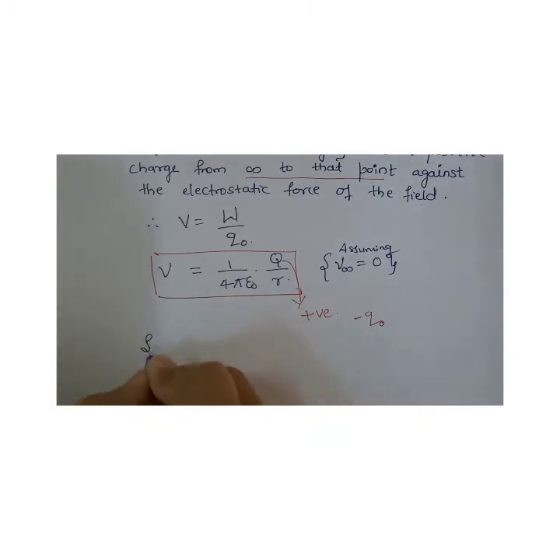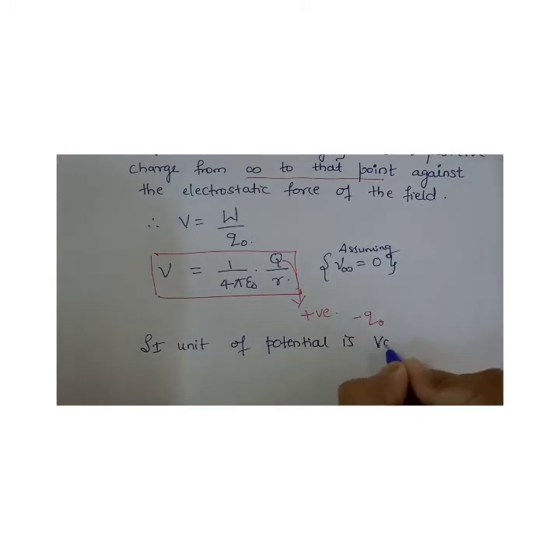The SI unit of potential, electrostatic potential, is volt. It is given by capital V. Even for potential difference, it is volt.